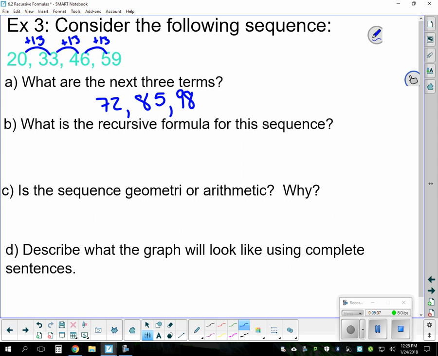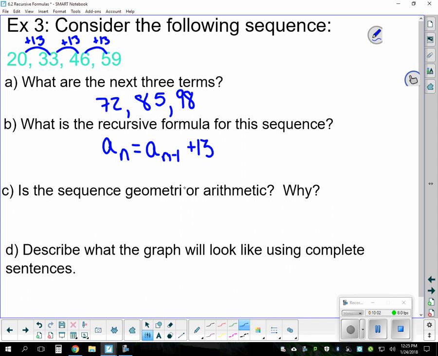The recursive formula. So a sub n. So any term you are looking for, you have to take the term before it and do what? Add 13. There's your recursive formula. Again, don't get tripped up on the notation. Oops, except I did it wrong. Let's fix that. The term before it is n minus 1, not n plus 1.